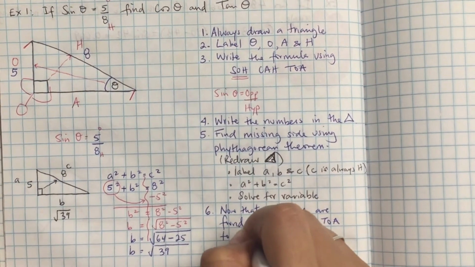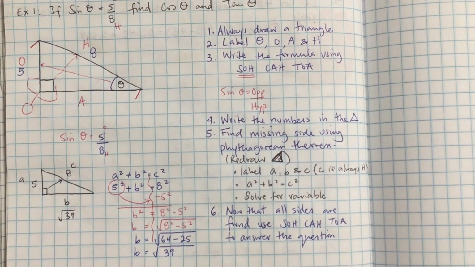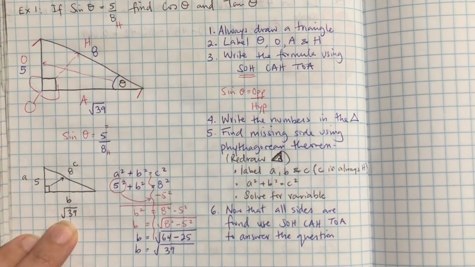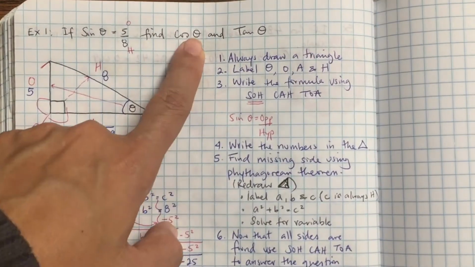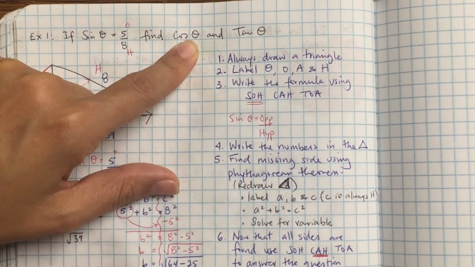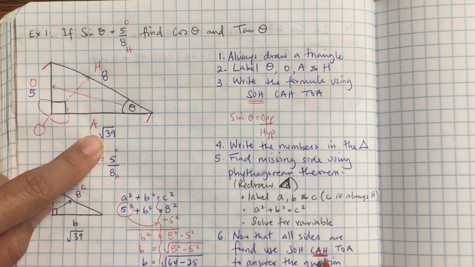So I wanted to find cosine. So cosine theta equals, and cosine is A over H. So A is radical 39, H is 8. So cosine theta is radical 39 over 8. And I know you can't see, but you can hear me. So cosine theta is radical 39 over 8.